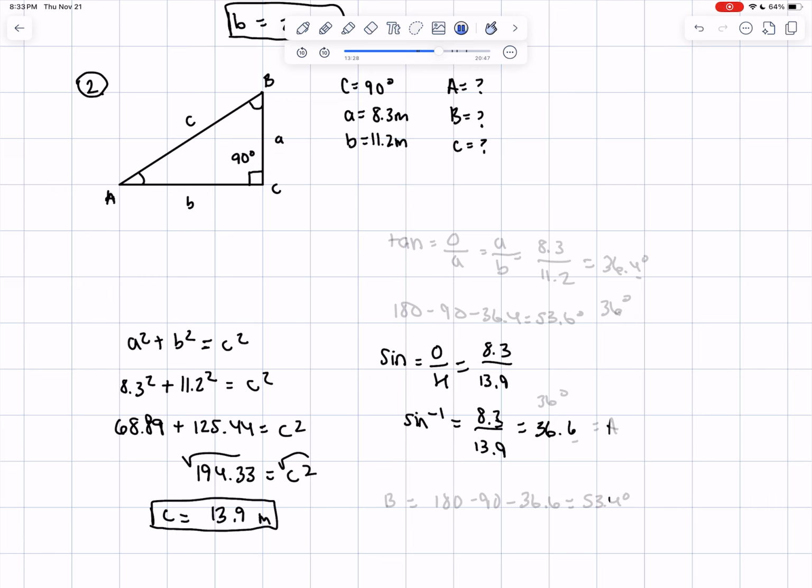And then I can find, so we just found angle A, so this is A. And then if I go to find angle B, I just subtract. So 180 minus 90 minus 36.6, and I get 53.4 degrees.